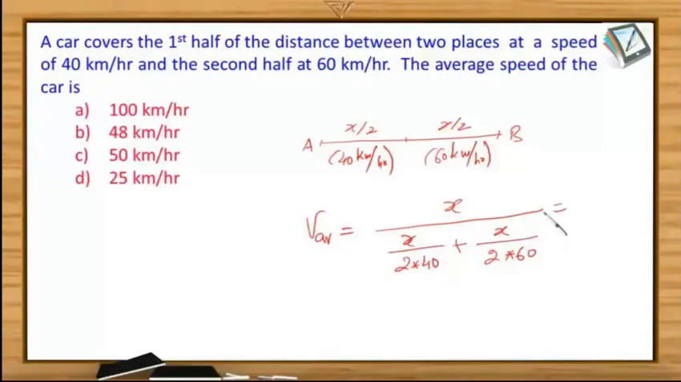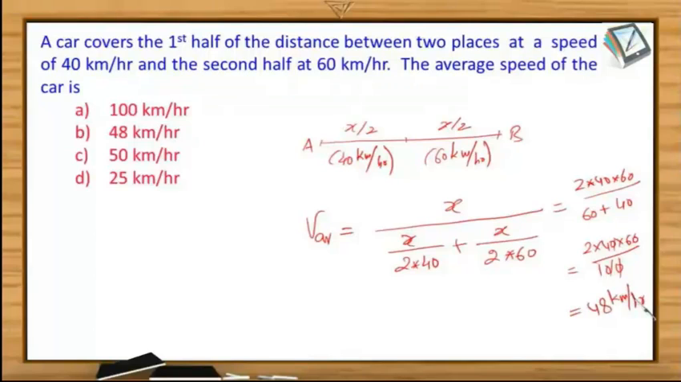So average speed becomes total distance covered divided by the total time. So it is equal to 2 into 40 into 60 divided by 60 plus 40. I have taken 2 into 40 into 60 as LCM, which jumps to the numerator. X has got cancelled. So it is 2 times 40, 60 divided by 100. So it is 48 km per hour. So average speed of the car in this given motion is 48 km per hour. So option B will be the correct option.